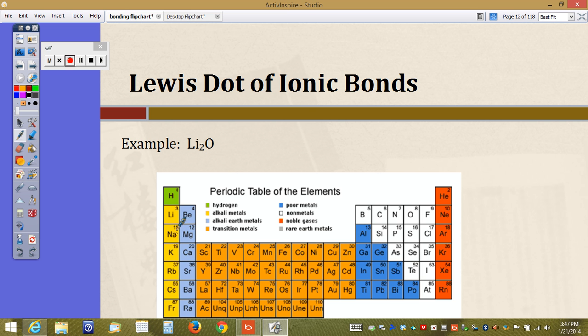Lithium oxide. Lithium right here has 1 valence electron. So Li and 1 valence electron. Oxygen over here has 6 valence electrons. Remember the first two go together, they're the s electrons. Then we're going to spread out the p's before we pair them up.